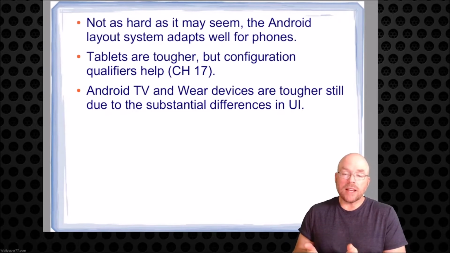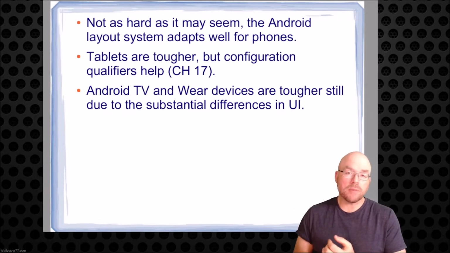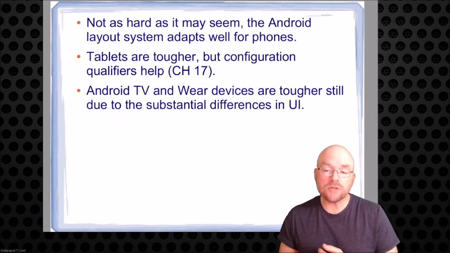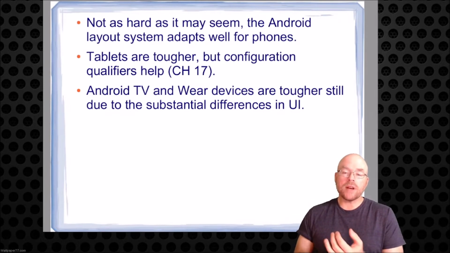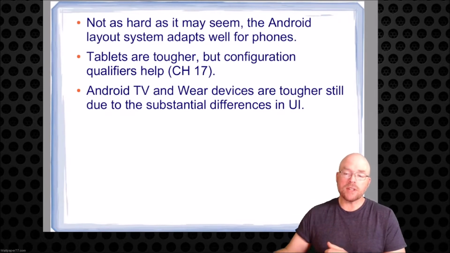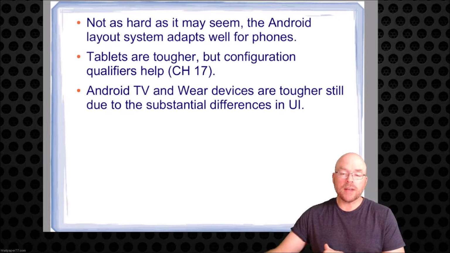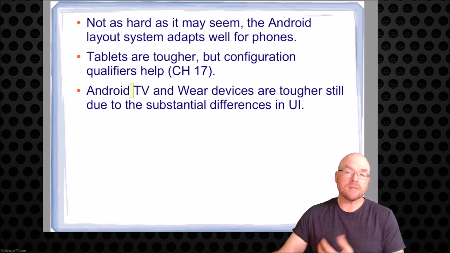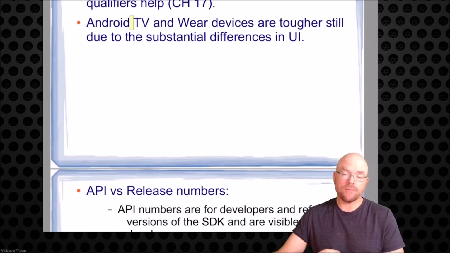The Android layout system, the UI and everything, adapts pretty well for phones. Now tablets are a bit tougher. It's not as robust, but there are ways around that, which are covered in chapter 17. And Android TV and wearable devices are even tougher still. So phones seem to be the easiest for dealing with this.